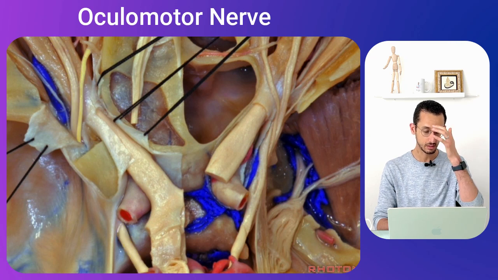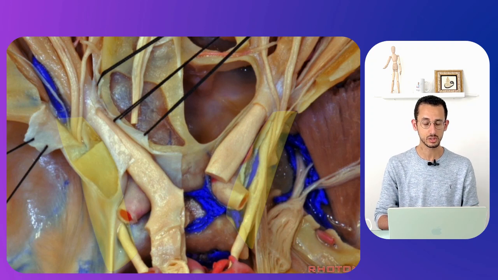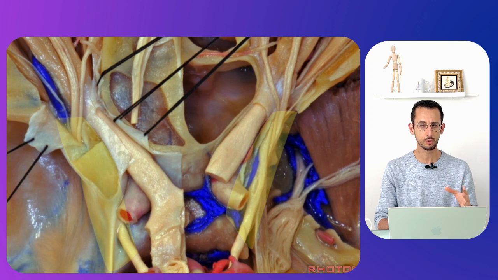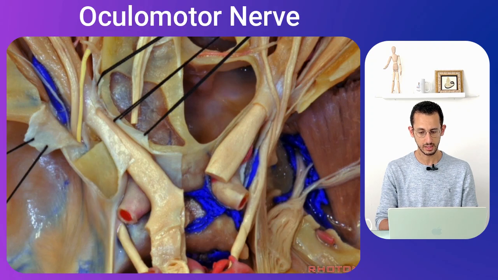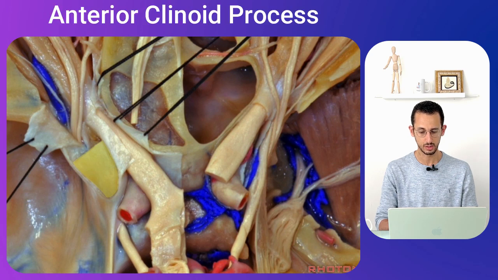So you can see that in some of the neurosurgical procedures we have to take the clinoid process to expose the optic nerve. This is a really important anatomical dissection for a lot of the neurosurgical procedures. So that's the trochlear nerve and oculomotor nerve, and again the anterior clinoid process is in that area.